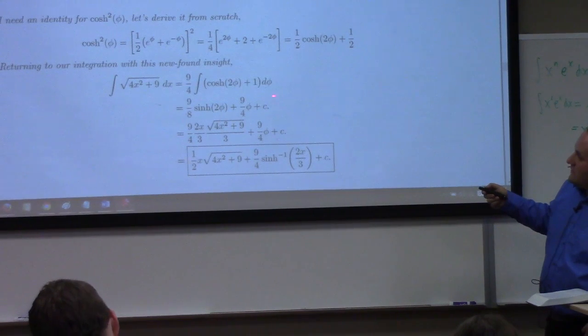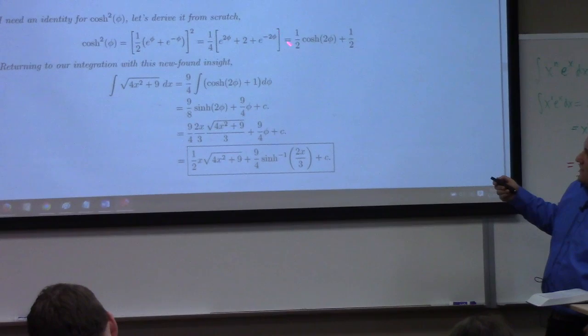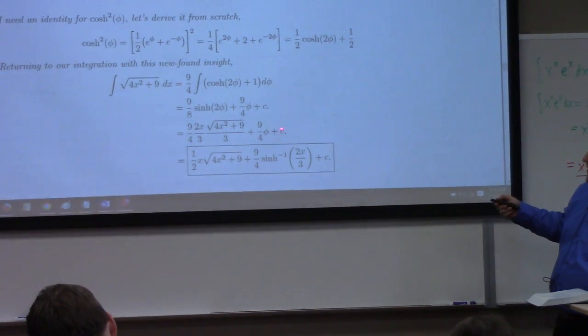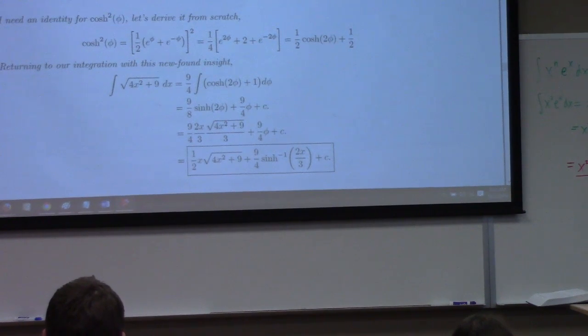this is really, really easier than the trig substitution here, right? Secant cubed versus cosh squared. Well, cosh squared is way easier. And we still get a pretty nice formula. Look at the difference in the formula.